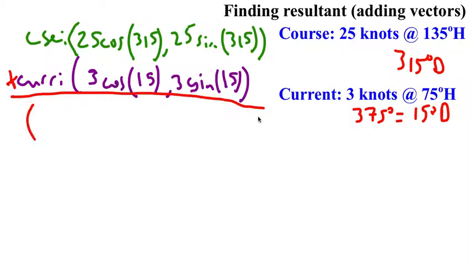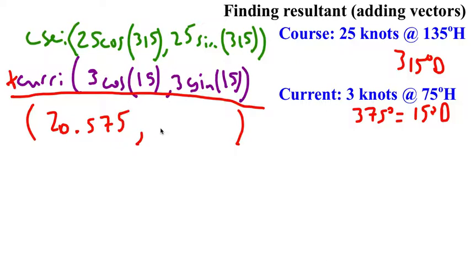Now, here's what I would strongly recommend. These are going to be two numbers, x component and y component. Type these into your calculator all at once. So 25 cosine 315, plus 3 cosine 15. This will reduce any intermediate rounding. In fact, we won't be doing any. It'll be 20.575 for that coordinate.